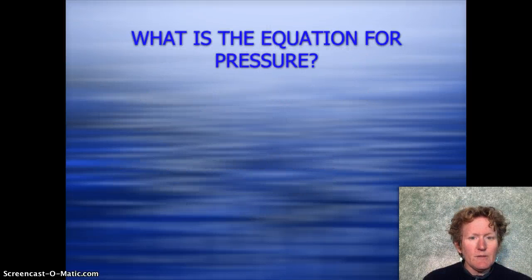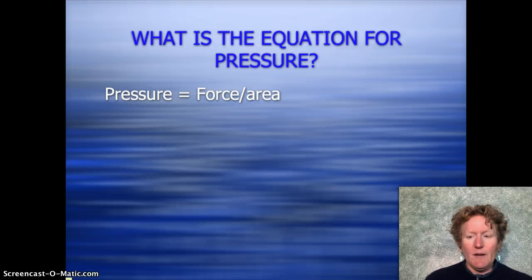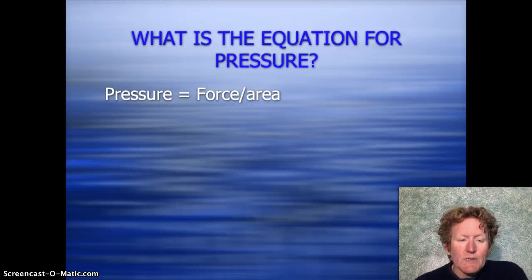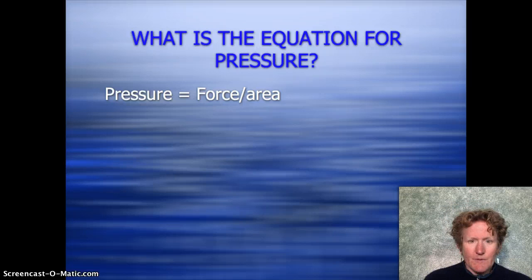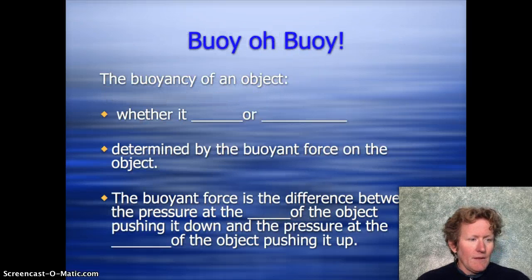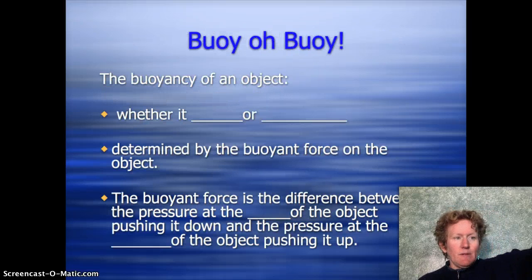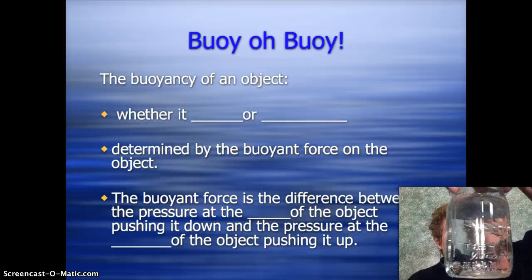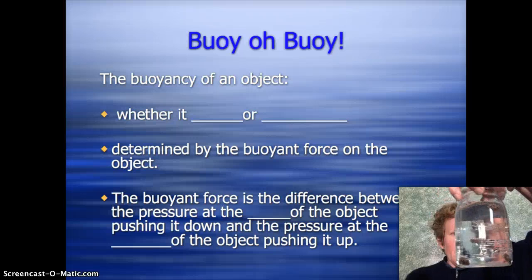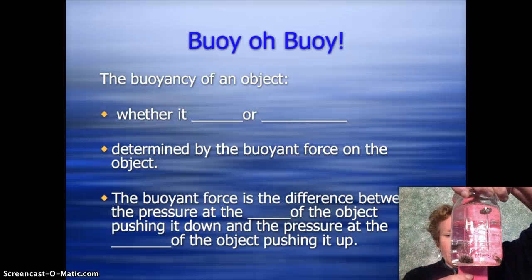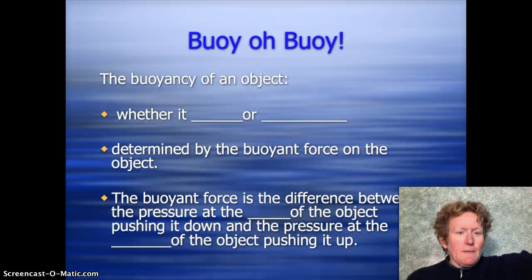The equation for pressure, remember, is force per unit area. That's measured in newtons per centimeter squared in the metric system, or pounds per square inch in the standard system. Now let's talk about buoyancy while we have a little bit of time. Buoyancy, of course, is whether you sink or float, and sometimes an object can do both, as our raisins are doing. They sink and they float because their buoyancy is changing.